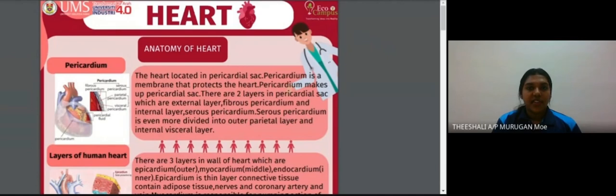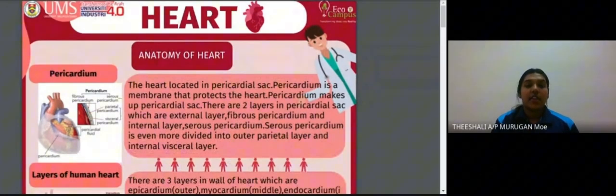Today I'm going to present an infographic, and the title of the infographic is Heart. Okay, first is the anatomy of the heart.